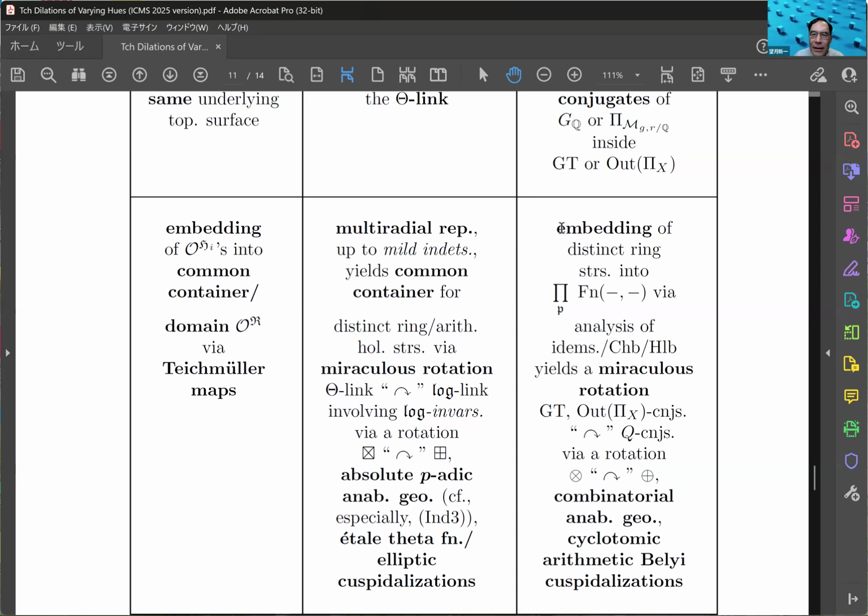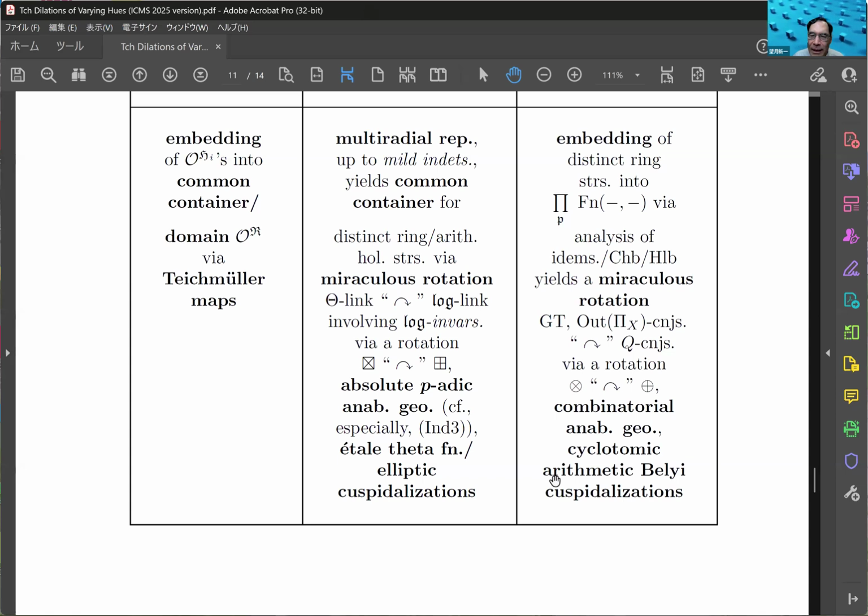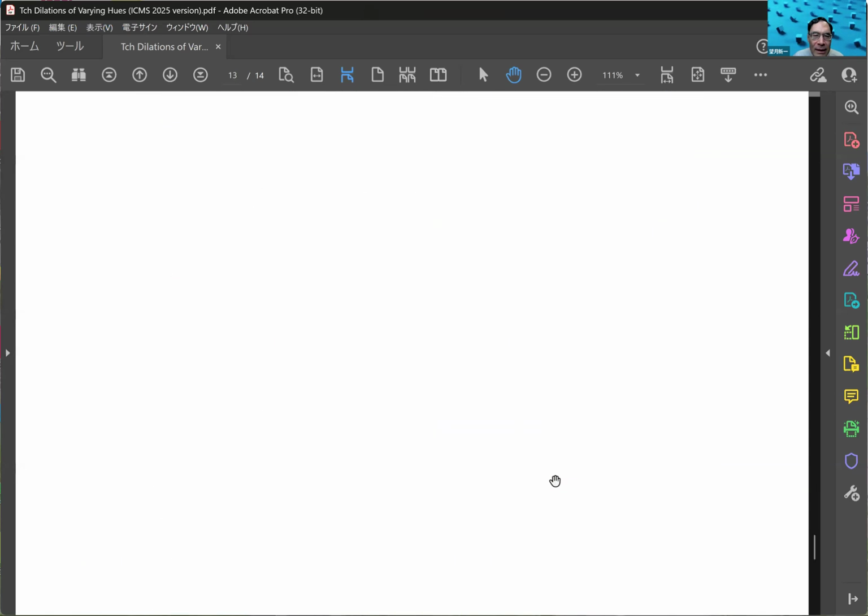So this is very closely analogous to the embedding of distinct ring structures in CAT into this function space via analysis of idempotence and also Chebotarev type results and Hilbertian type results, which yields a miraculous rotation from GT or Out pi X conjugates to Q conjugates via rotation of the multiplicative and additive structures. And the other important technical tools include combinatorial and abelian geometry and subatomic arithmetic Belyi cuspidalizations.